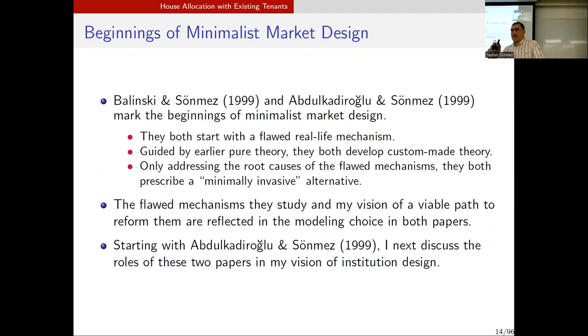But if I were to use my framework now for these problems, I would have written those papers exactly that way, right? The flawed mechanisms they study and my vision of a viable path to reform them are reflected in the modeling choice of both papers. So what I'll do next is talk about Abdulkadir Sönmez 99 and how it affected the way I model problems, the way I seek solutions and such.